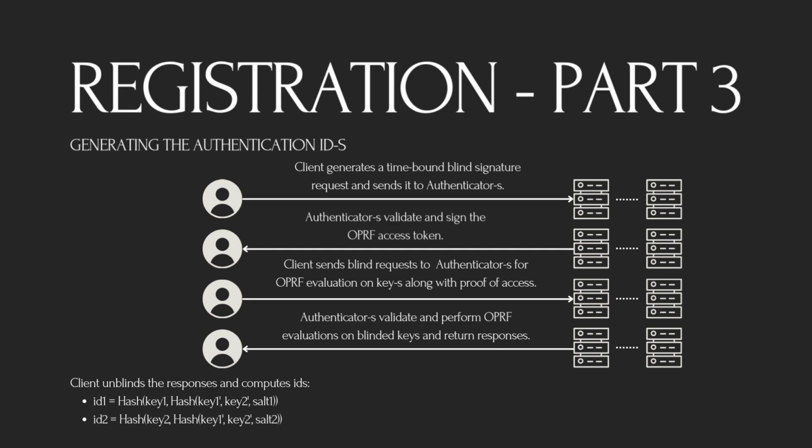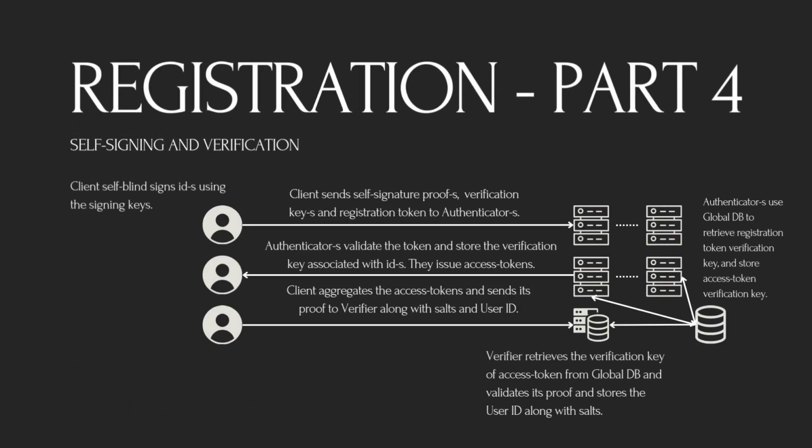The client unblinds the OPRF responses from all authenticators and generates separate authentication identities for each authenticator by hashing the respective self-signing key with the authenticator's salt and concatenating all the authenticators' OPRF responses. The final step is about creating self-signatures and asking the authenticators to store their respective verification keys. Hence, the client self-blind signs the authentication identities using the respective self-signing keys.